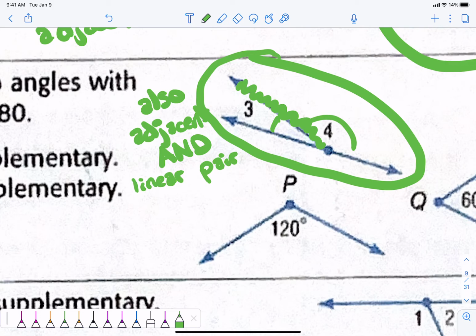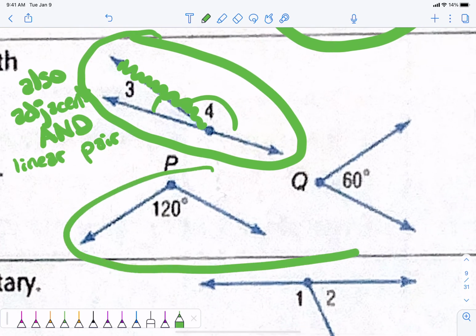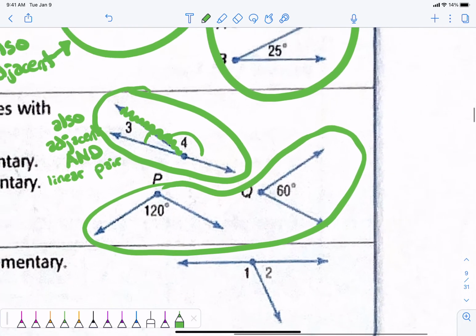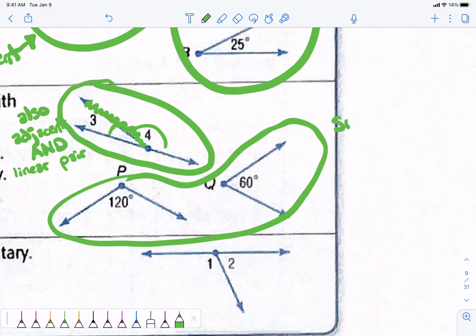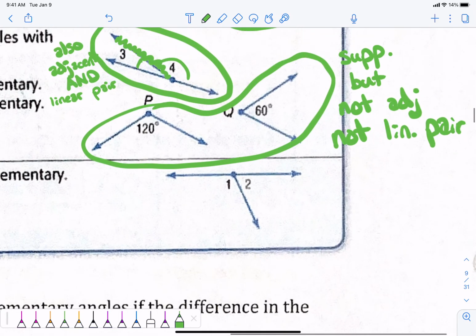Make sense? Okay. Now, these two examples over here, P and Q, are those two supplementary? Yeah, they add up to be 180, but are they adjacent? No. Not adjacent and not a linear pair. They're not together, so they're not adjacent. They're not a linear pair. Make sense? Okay?